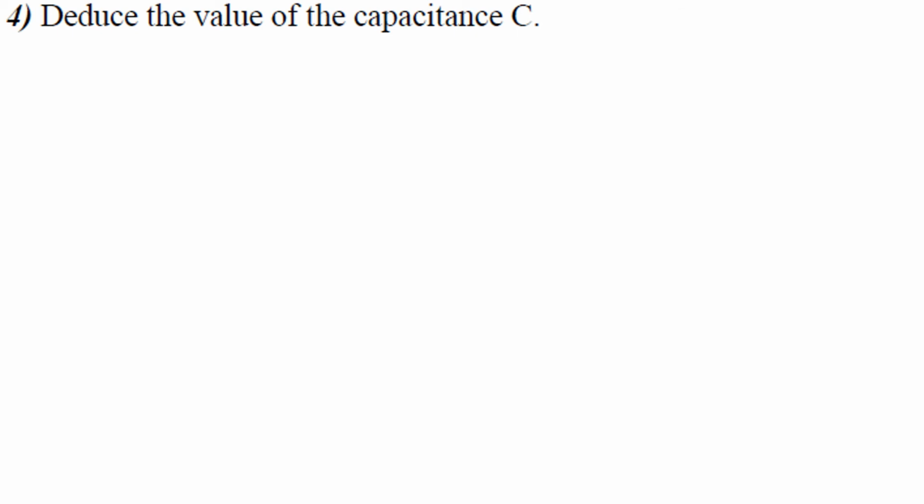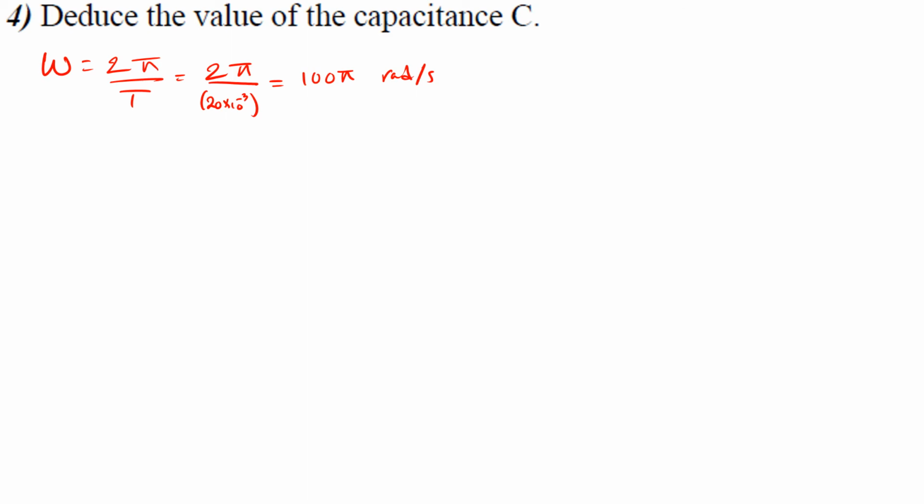Deduce the value of the capacitance C. Okay, we will use two formulas now. First, let's find omega, and we will see why we're finding it. Omega is equal to 2 pi over T, which we found as 20 milliseconds, or 20 times 10 to the power negative 3 seconds, and we get 100 pi radians per second. This is for omega, the angular frequency.